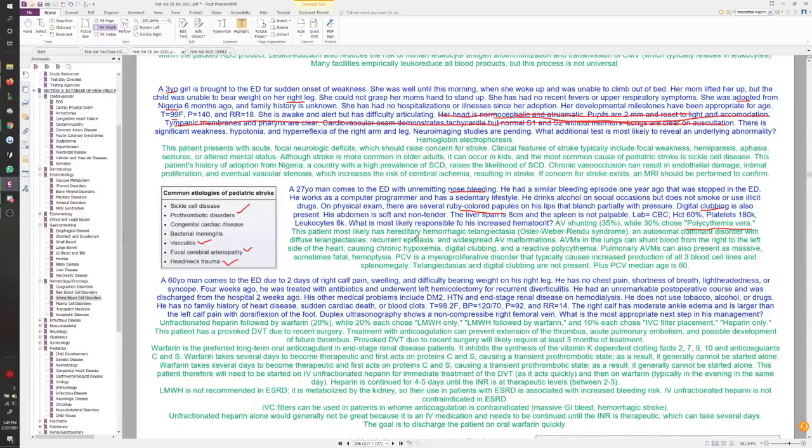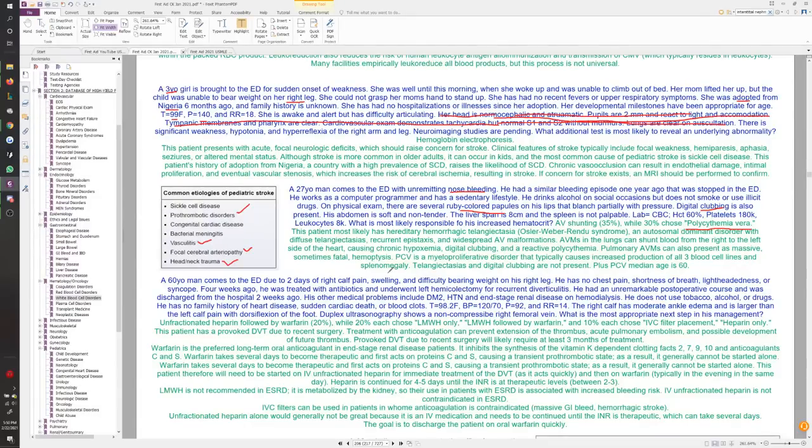Right, this patient most likely has hereditary hemorrhagic telangiectasia, an autosomal dominant disorder with diffuse telangiectasias, recurrent epistaxis, and widespread AV malformations. AV malformations in the lung can shunt blood from the right to the left side of the heart, causing chronic hypoxemia, digital clubbing, and a reactive polycythemia. Pulmonary AV malformations can also present as massive, sometimes fatal hemoptysis.